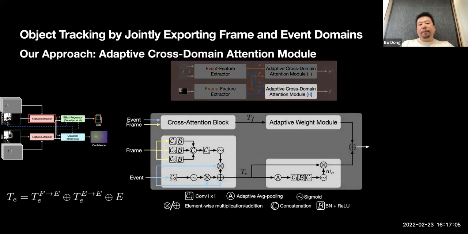Since we have the motivation, we want to leverage the advantage of both domains. In that case, this means we want to adaptively merge them together. For example, in regular conditions, a conventional camera can provide very rich texture information, and it can be beneficial for object tracking. So in this case, we probably want to leverage the frame domain more.